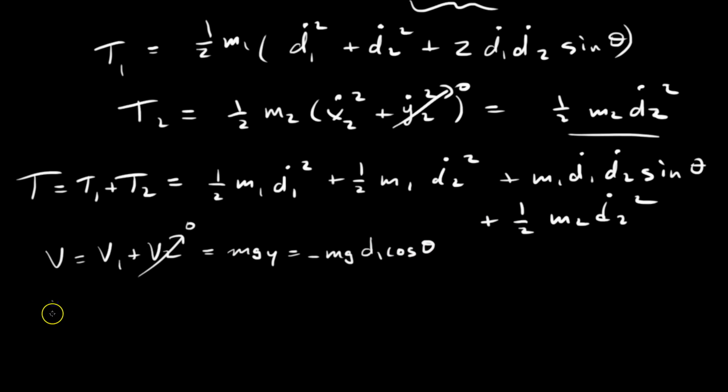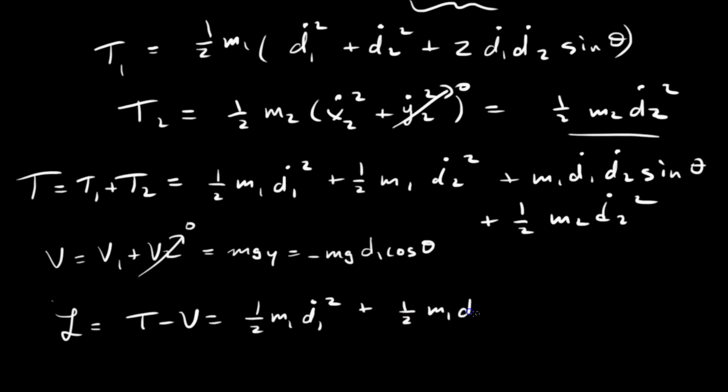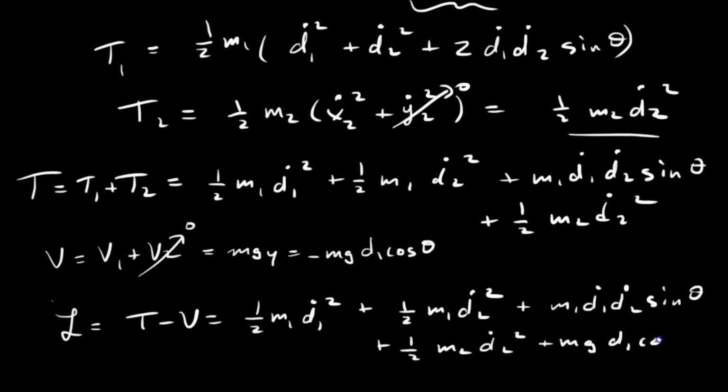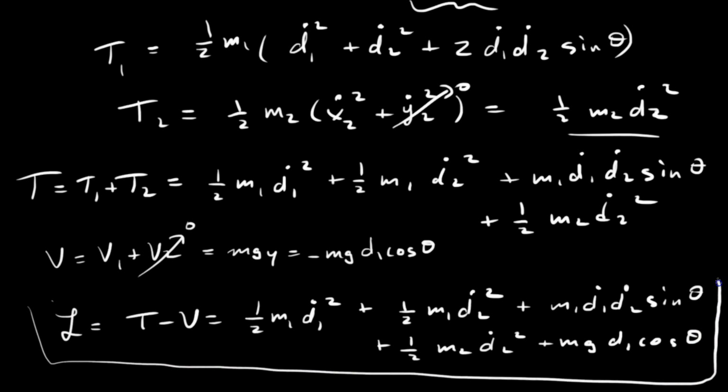Now we have our Lagrangian is T minus V. This is going to be this long expression: 1/2 m1 d1 dot squared plus 1/2 m1 d2 dot squared plus m1 d1 dot d2 dot sine theta plus 1/2 m2 d2 dot squared, and then plus mg d1 cosine theta. Okay, tell me how easy that was.